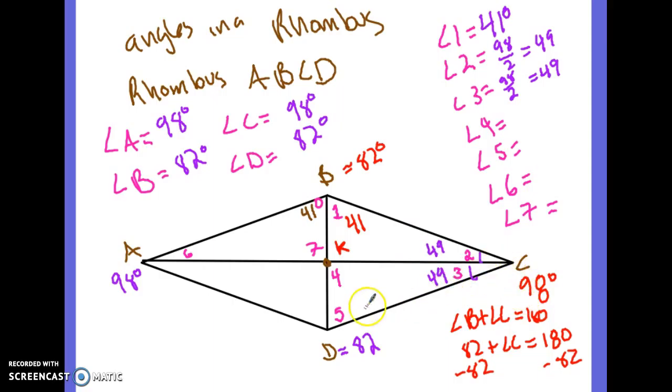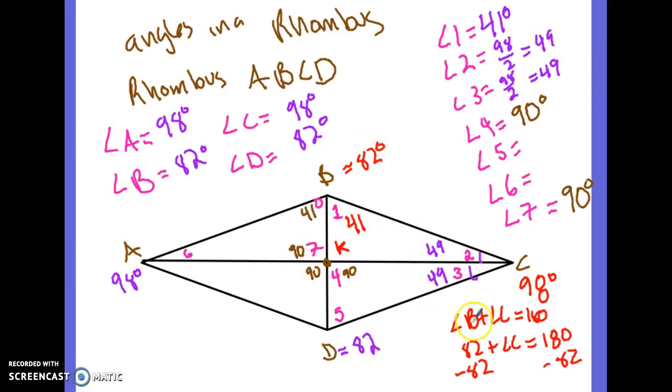Now, one that can be a little bit more difficult would be finding the measure of angle 4. But we have a special property. We know that the diagonals bisect and form a perpendicular bisection. So angle 4 is going to be 90 degrees. Which other one is going to be 90 degrees? Angle 7 is also going to be 90 degrees. Very good, because we know all of these have to be 90.